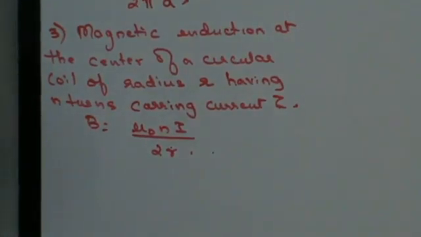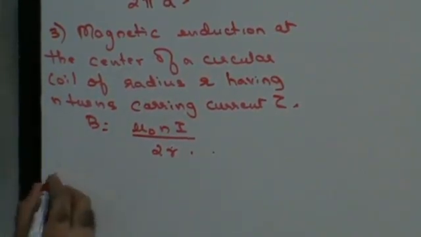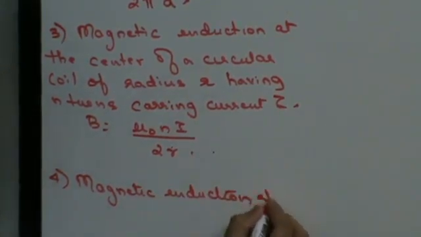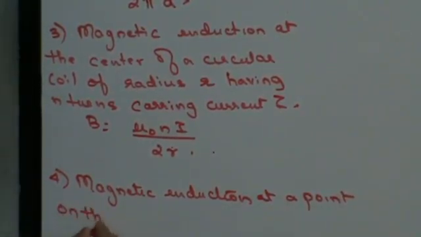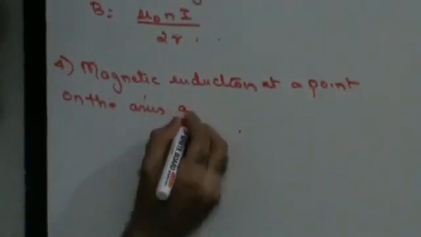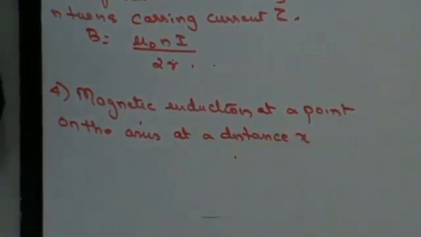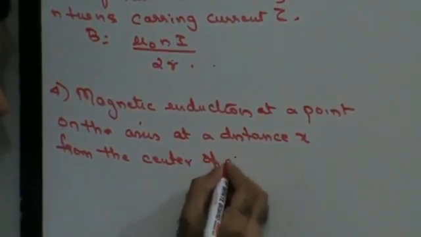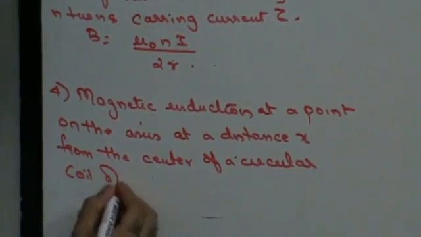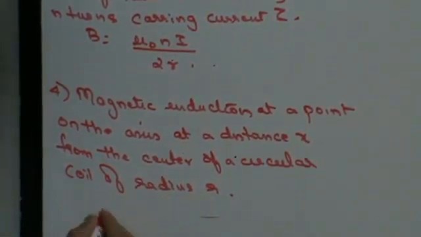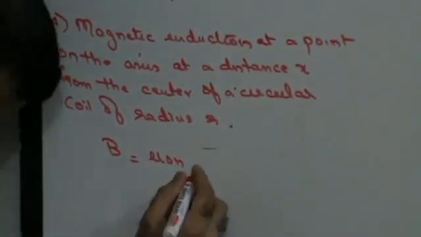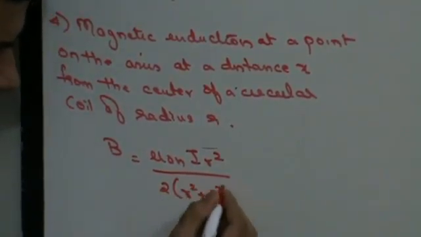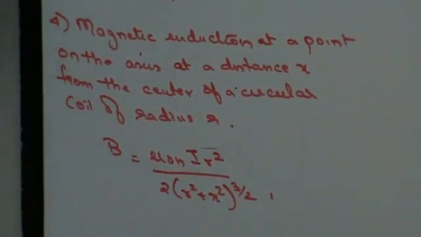And the last thing that we had seen was the magnetic induction at a point on the axis at a distance of x from the center of a circular coil of radius r, which was given by the formula B is mu 0 n I r square upon 2 times r square plus x square raised to 3 by 2. This was the magnetic induction at a point on the axis, right?